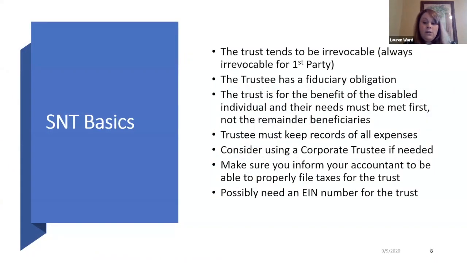So here are some SNT basics that everybody needs to know when they're setting this up. The trust tends to be irrevocable. It's always irrevocable for a first party. Third party, sometimes it's not, but most of the time they're irrevocable. The trustee has a big fiduciary obligation. They have to administer this trust properly. They have to make sure if the trust needs to file taxes, it files taxes. They need to make sure they are following the rules of the beneficiary. They're not giving out assets they shouldn't to the beneficiary.